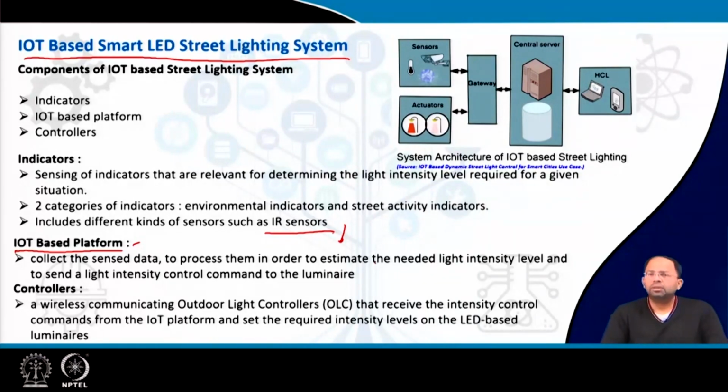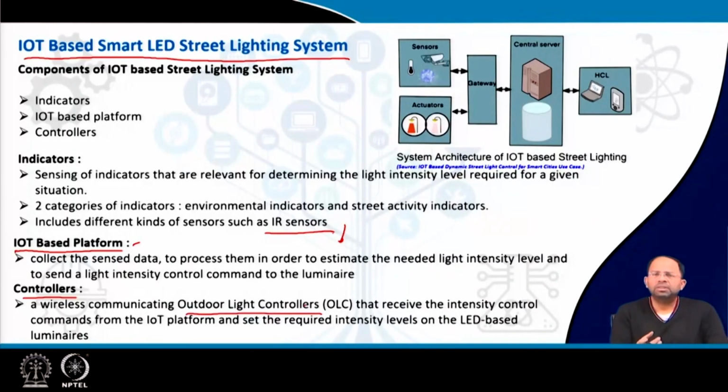This data could be sent to the central servers over a GPRS connection, and a GPS chip could be embedded which gives us the location of that particular pole. Then there are controllers. That means once the data is there, we take a decision, like turning on a light. So there are outdoor light controllers.